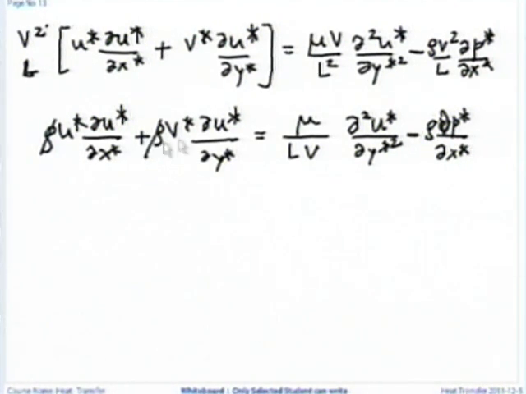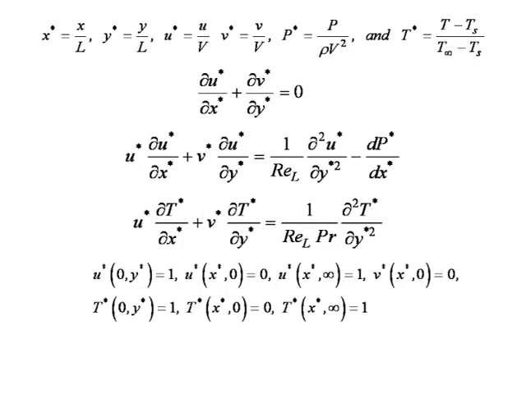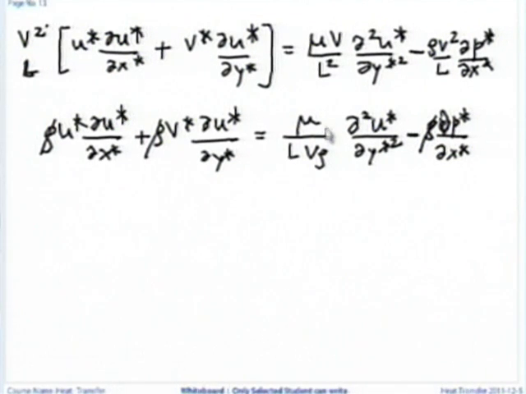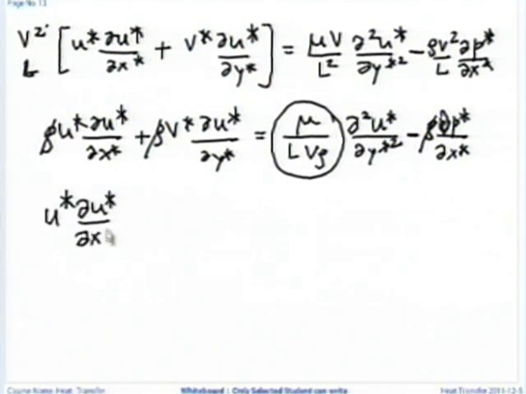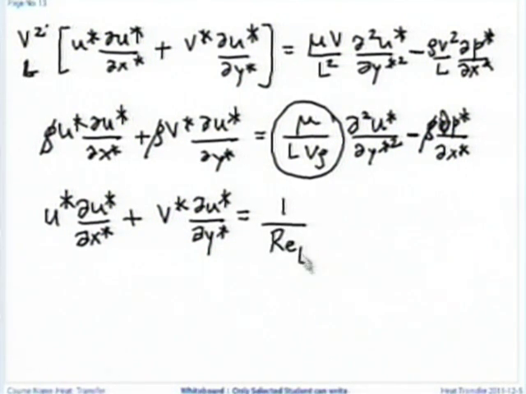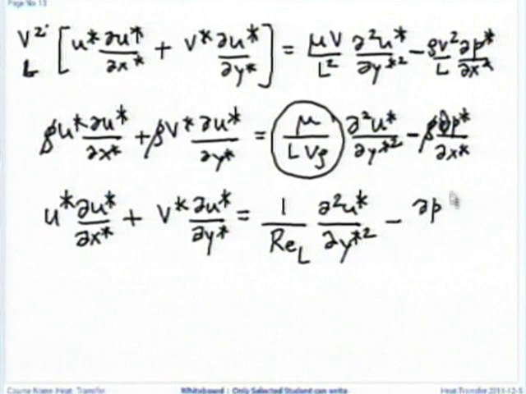Okay, divide through by rho, this will cancel off and what am I left with? I am left with this form, mu by rho v L, which is the reciprocal of the Reynolds number. So, what do I see? U star d u star by d x star plus v star d u star by d y star is equal to 1 over Reynolds number based on some L, some characteristic dimension which is not volume by surface area, times d squared u star by d y star squared minus d p star by d x star.